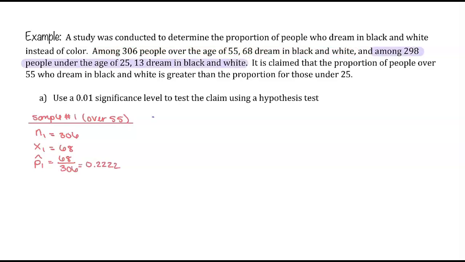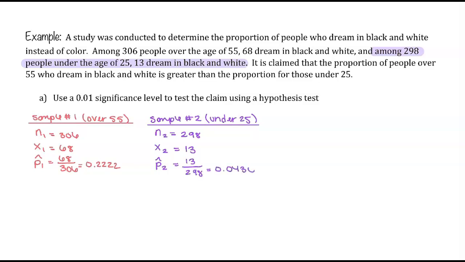0.2222. For our second sample, people under 25, we have a total sample size n2 equal to 298. And the number of successes, x2, is equal to 13. This gives us a sample proportion p2 hat of 13 divided by 298, or 0.0436.